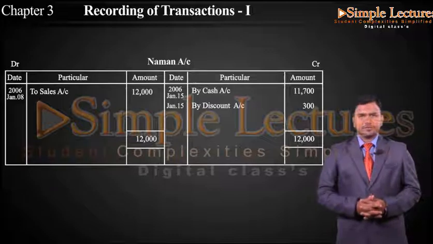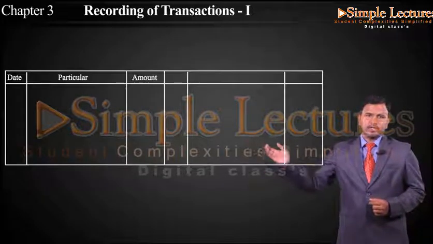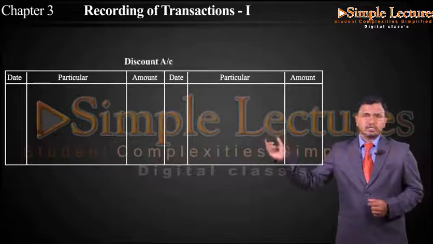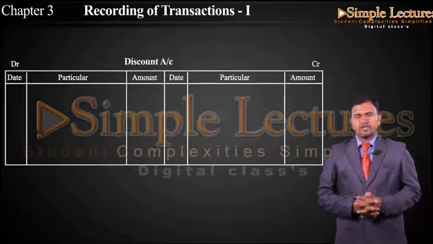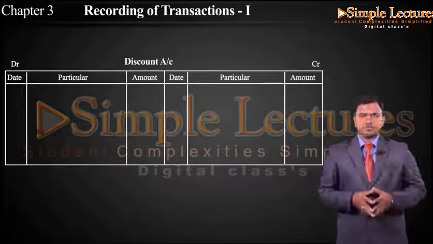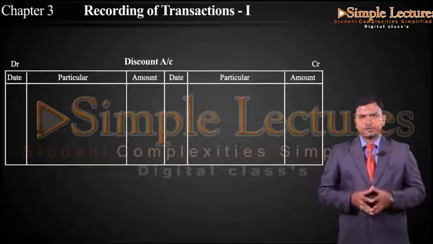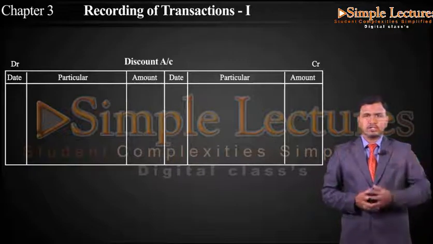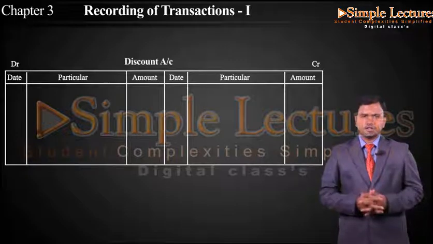Next account we have to prepare is for discount. So again the format remains the same: date, particulars, amount, date, particulars, amount, title of the table, discount account, debit side, credit side. So now coming to the discount, only once we are going to allow the discount in this particular journal entries. Okay, let me repeat once again. When coming to the journal entries, only once we had allowed the discount for Naman. The same should be posted to the discount account.